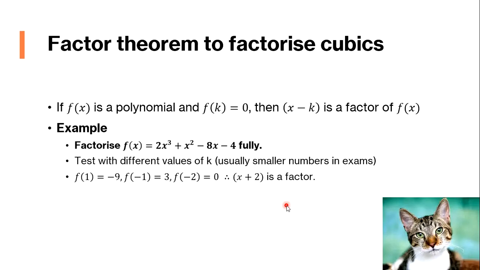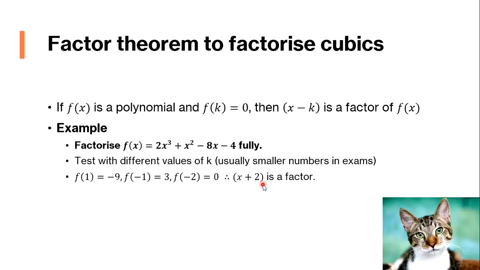F of minus 1 is equal, so 2 lots of minus 1 cubed plus minus 1 squared minus 8 lots of minus 1 minus 4 is equal to 3. 2 lots of minus 2 cubed plus minus 2 squared minus 8 lots of minus 2 minus 4 is equal to 0. This is what we want. So that means that x minus minus 2, or x plus 2 even, is a factor.